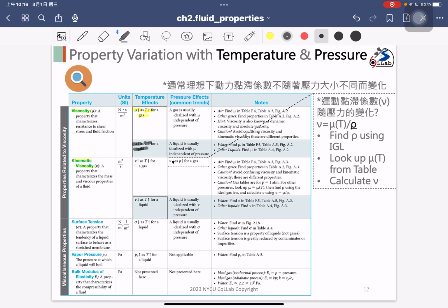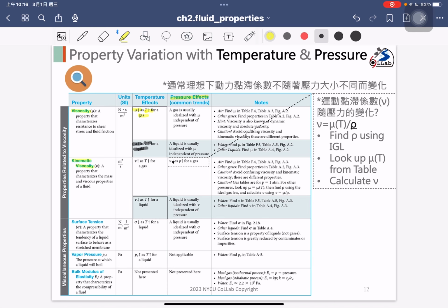Okay, so it's a very good table and summarizes some ideas, which we are trying to figure out in class. What are the physical meanings? Okay, and the second target here, we are trying to discuss the viscosity with the pressure changes. Okay, so it's very good.